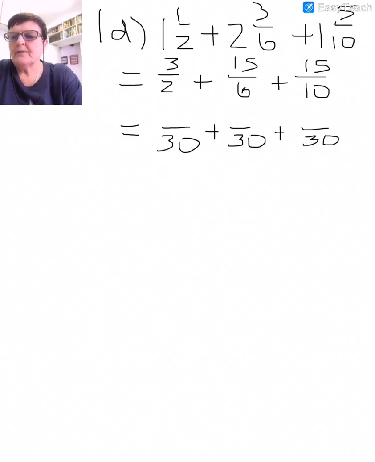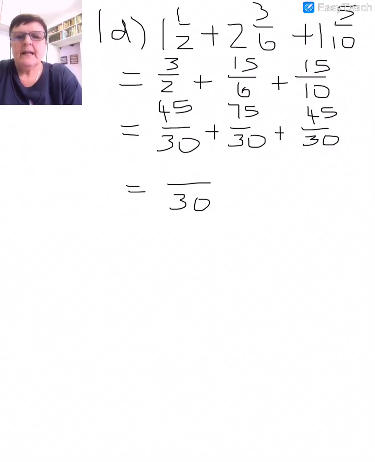Two times 15 is 30, so 3 times 15 is 45. 6 times 5 is 30, 15 times 5 is 75. 10 times 3 is 30, 15 times 3 is 45. Reminder, when we're doing addition and subtraction, we keep the denominator the same and we add the numerators.